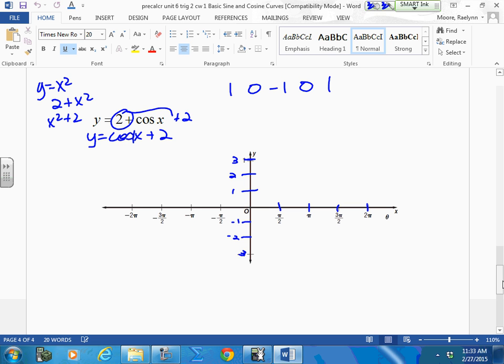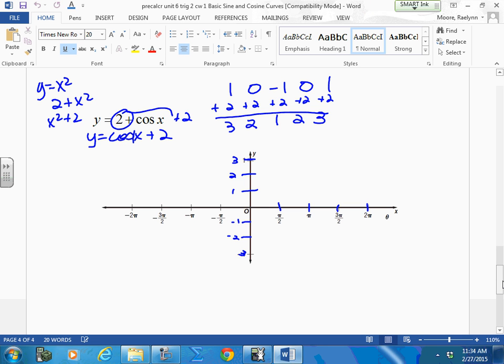Okay, we're gonna translate this. We're gonna shift it. Now, an easy way to do this is if you want to walk everybody up 2, add 2 to all your parts. So my pattern will be 3, 2, 1, 2, 3. Just take your maxes, your mins, and your zeros and add 2.